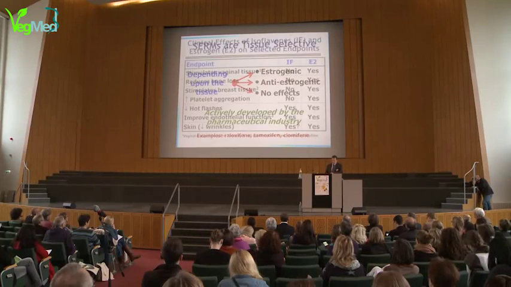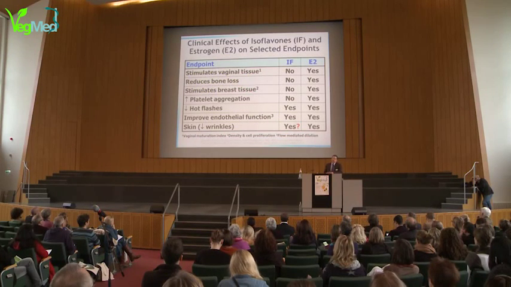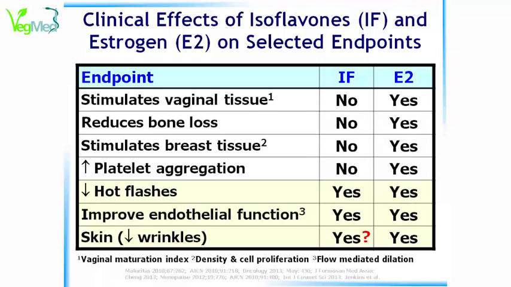Depending upon the tissue, selective estrogen receptor modulators can have effects similar to estrogen, opposite to those of estrogen, and even have no effects in tissues that are affected by the hormone estrogen. And there are many clinical examples indicating that isoflavones and estrogen have very different effects and also very similar effects.